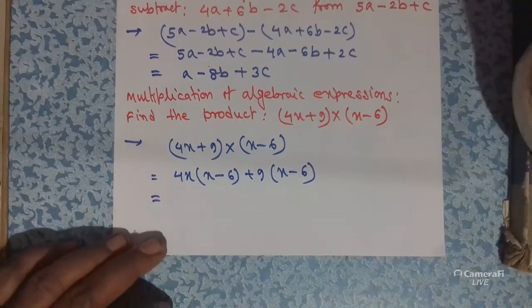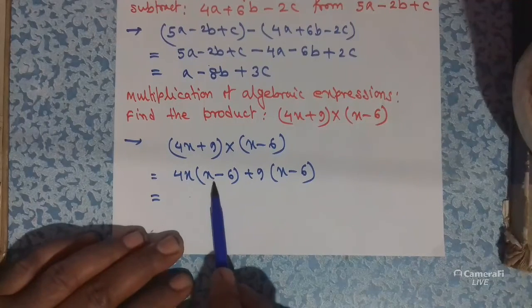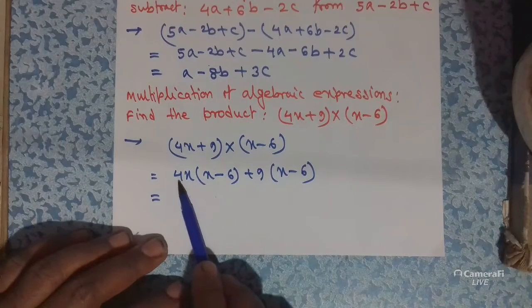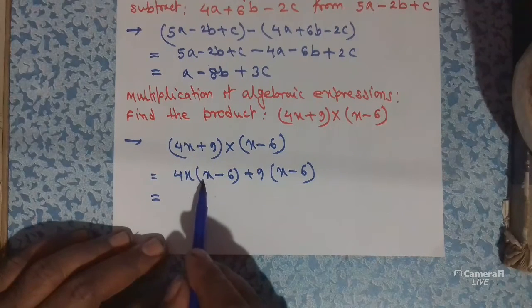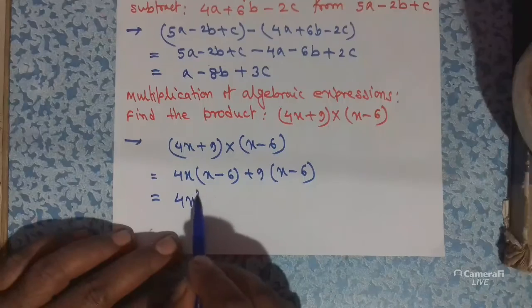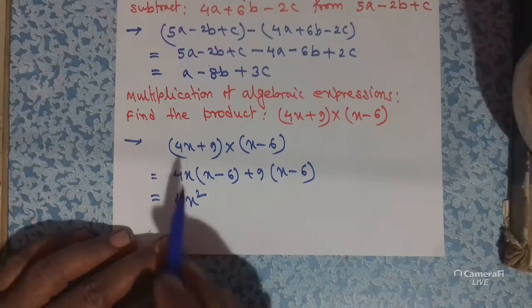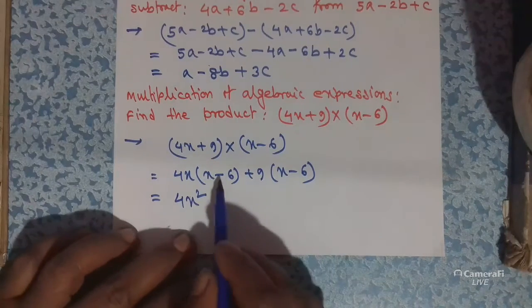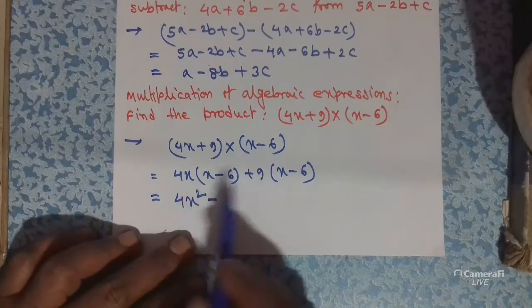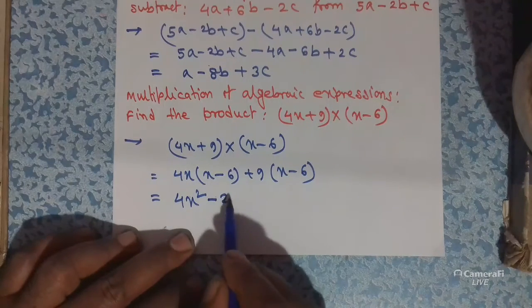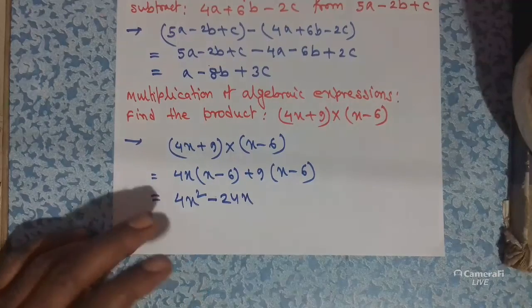Now after this we have to multiply 4x with x and 4x with minus 6. So 4x multiply x: here only x is there, so there is no number, so 4 will be there, and x multiply x is x square. I repeat it again, x multiply x is x square. Again it is negative sign. Now we have to multiply 4x with 6. So 4 multiply 6 is 24 and x.